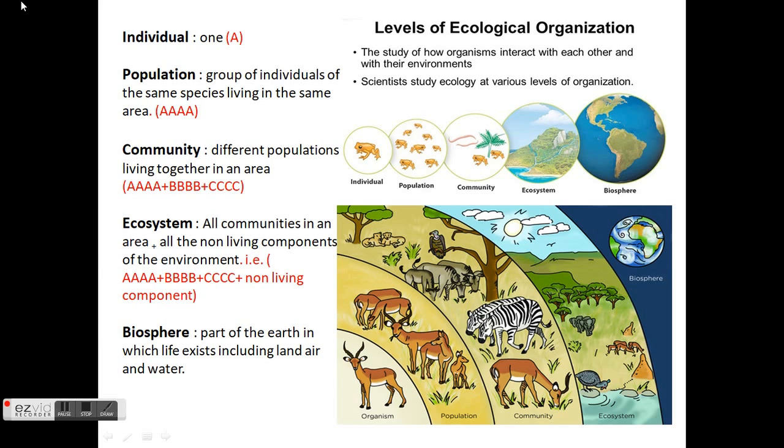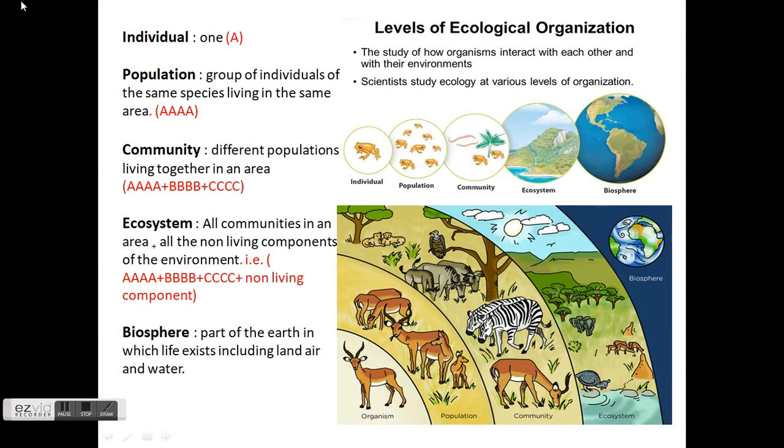There are different levels of ecology. We study ecology at different levels, and it starts from an individual. Individual is a single one individual or one species. And when this group of individuals of the same species start living together in the same area, they form a population. For example, in this picture you can see a group of deer living together, so they form a population.